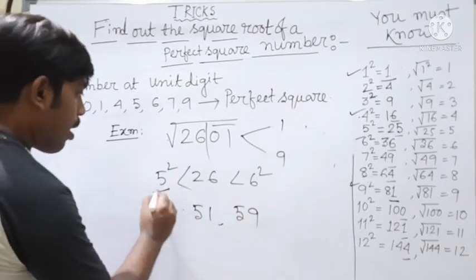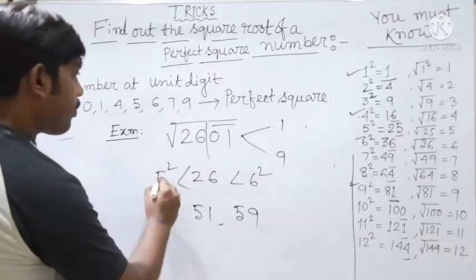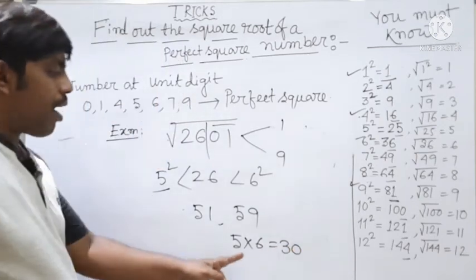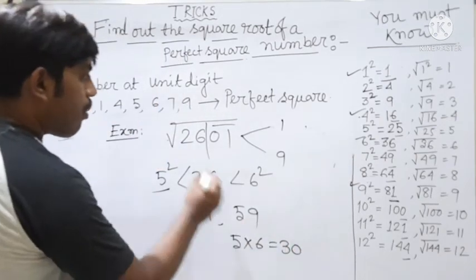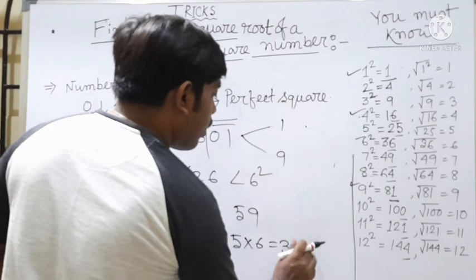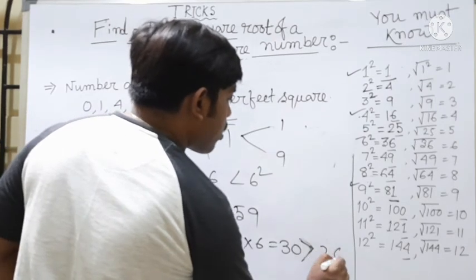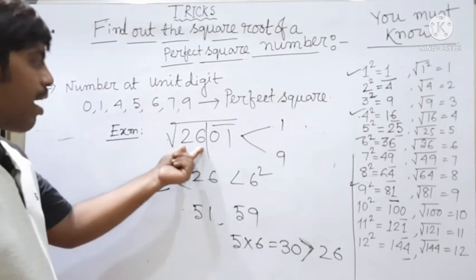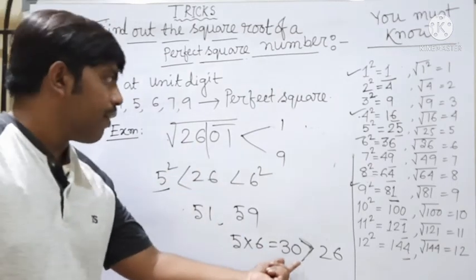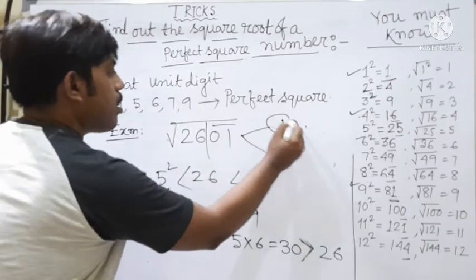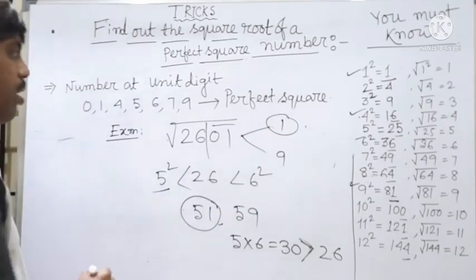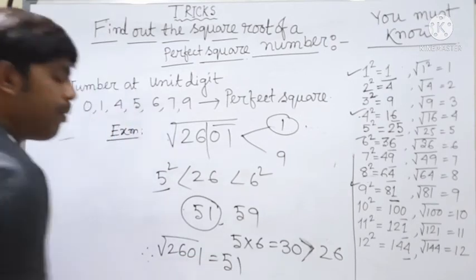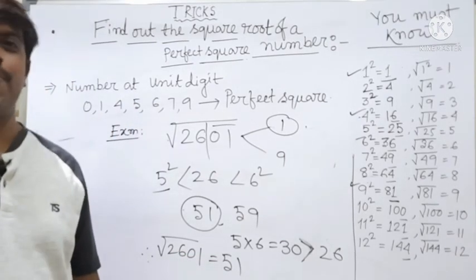Now which number will we take? There is the trick. After 5 we can write 5 into 6. After 5 comes 6, so 5 into 6 equal to 30. Now we can see 26 is less than 30. So which number will we take? Here 26 is less than 30. Therefore we take the smaller number. So the square root will be 51. Is it easy? Yes, it is very easy.